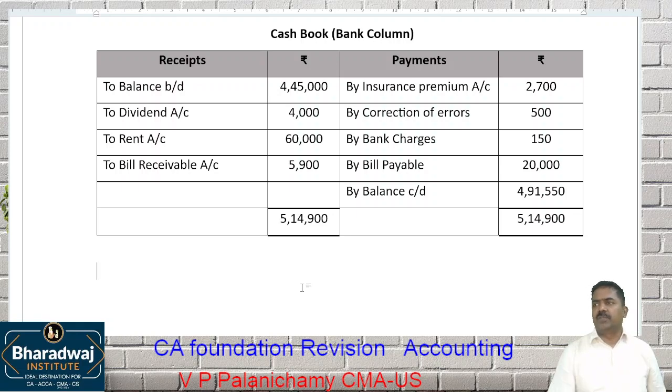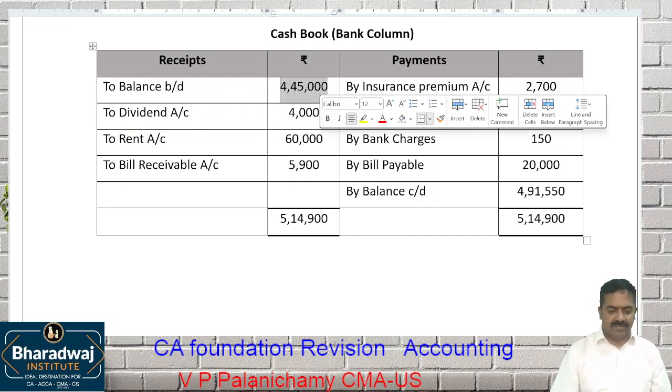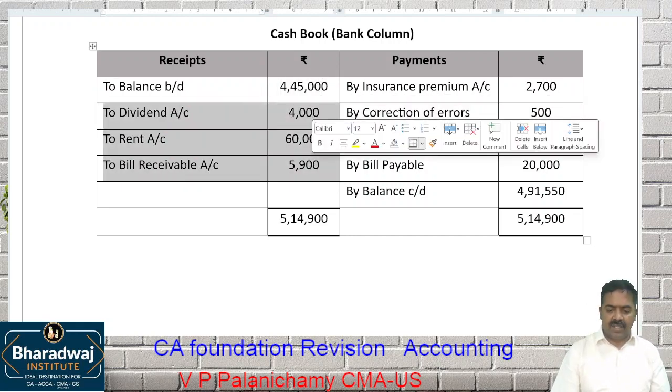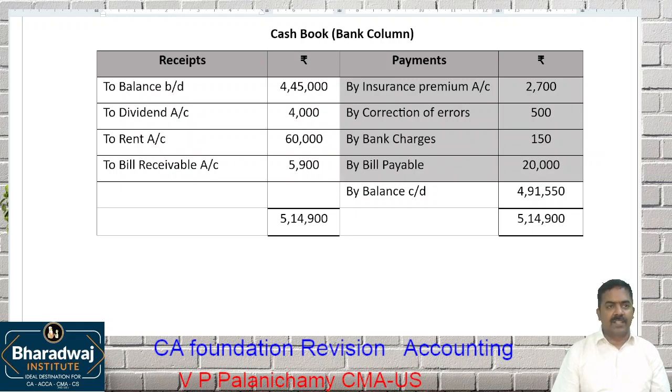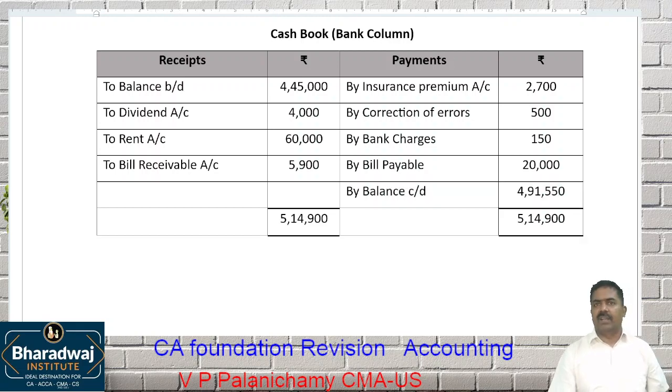Now for reconciliation, which one will you take and reconcile? If you take 4,45,000, then you have to adjust for everything. All these things should be added, and all these things should be deducted. Instead, we can start with which one? 4,91,550, where reconciliation will get over in 2 steps.